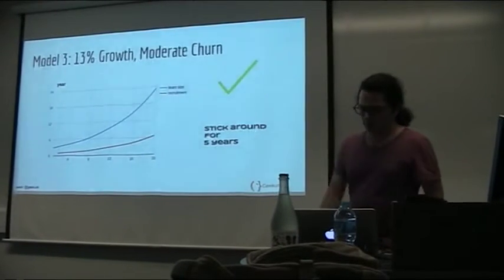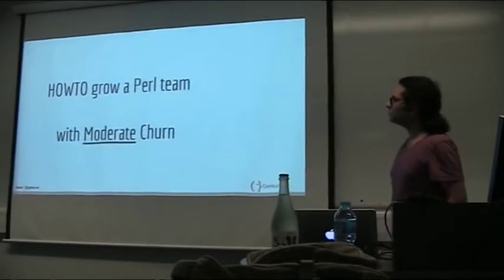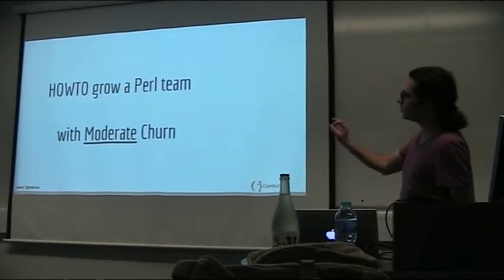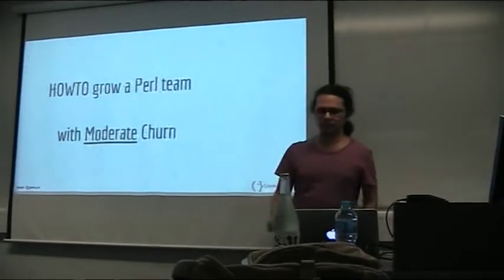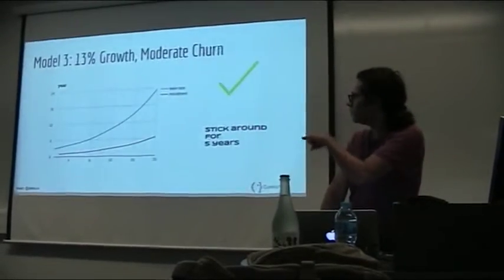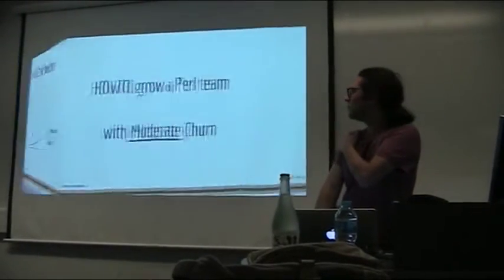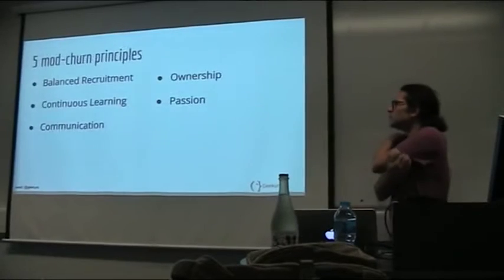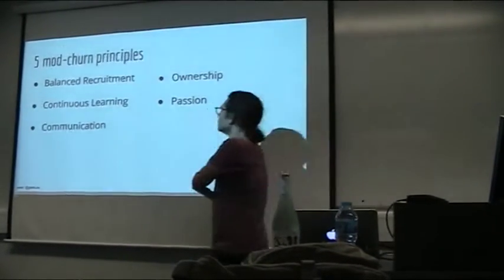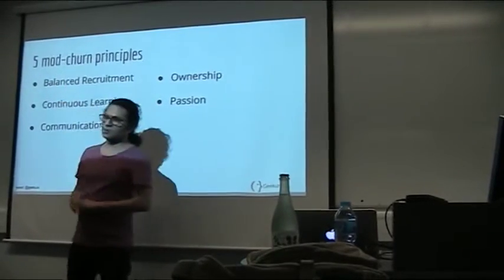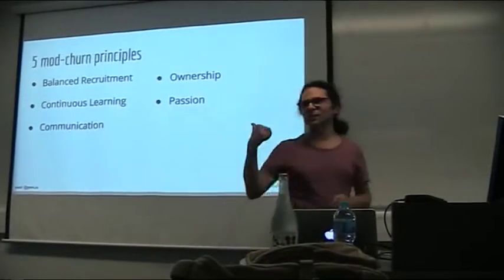So how do we get there? This is the reiteration of the problem, which is how to grow a Perl team with only moderate churn. The churn is the orange line. And these are the solutions. And I was reminded that should actually be what underscore churn. Sorry about that. Does everyone get the joke now?